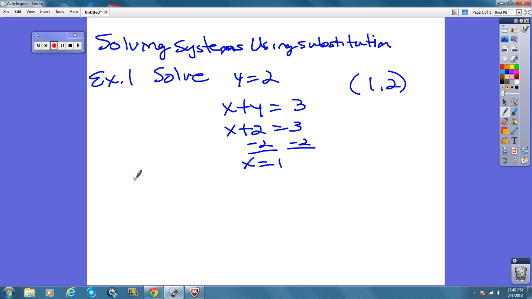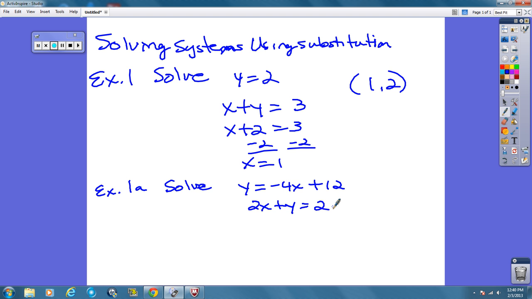So let's ratchet it up a little bit and do something a little more complicated. Here we're going to call this 1a, and the system I'm going to solve is y equals negative 4x plus 12, and the second equation is 2x plus y equals 2. Of the methods we will be using, which are solving by graphing, substitution, and elimination, I personally, and probably a lot of people, use elimination most of the time because the problems are set up for it that way.